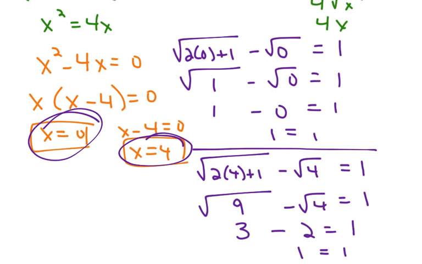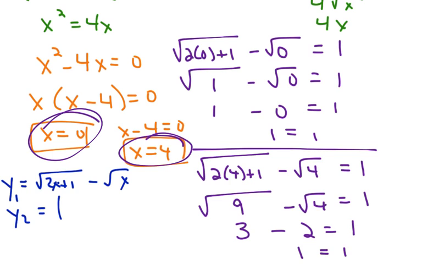So in terms of graphing, this one's a little bit harder to see. If you graph y1 is the square root of 2x plus 1 minus the square root of x, and in y2 you graph 1. It's a little bit harder to see the two solutions, but if you play around with it, you can probably figure out where they're at.